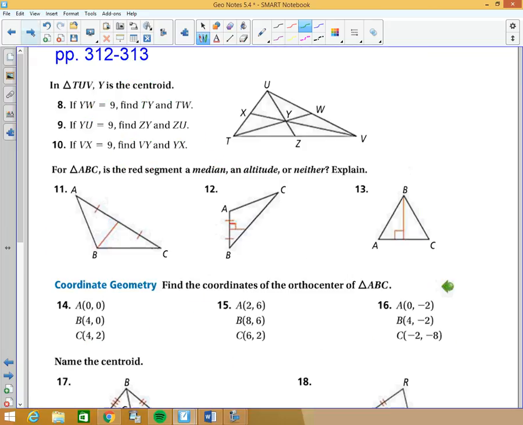Okay, here are your practice problems. So good luck, and we will check them together on Thursday.